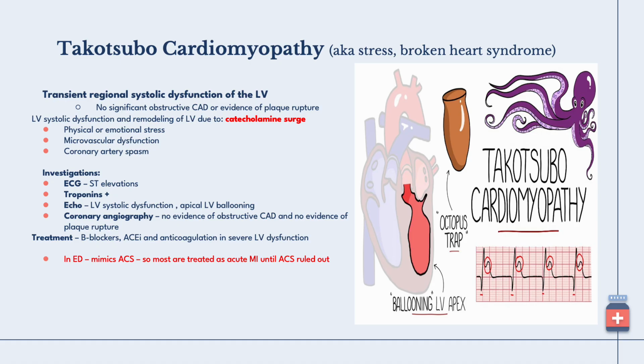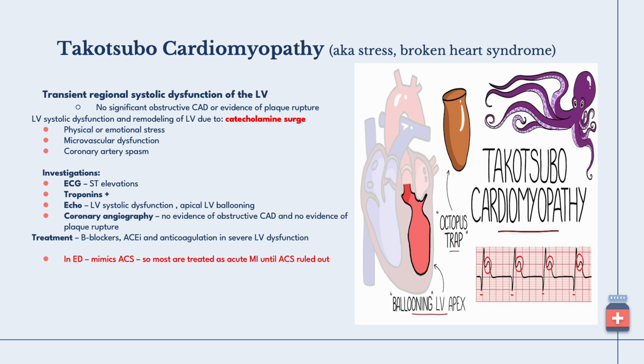But when we send them to the cath lab, we don't find any significant evidence of obstruction or occlusion of those coronary vessels or plaque rupture. What we do see is the left ventricle dysfunction and remodeling into that octopus pot shaped left ventricle, and that remodeling is due to a catecholamine surge, whether it's from physical or emotional stress or microvascular dysfunction, coronary artery spasm.